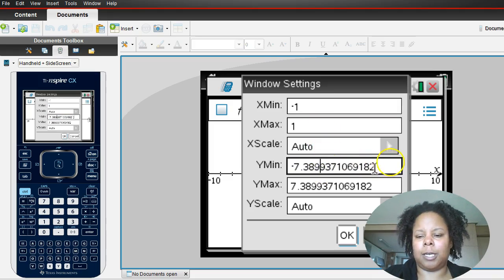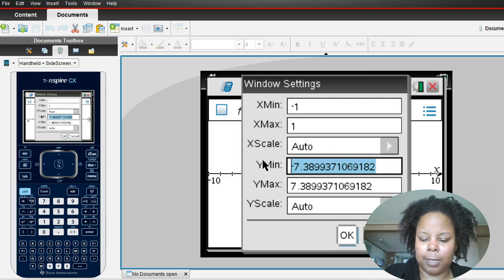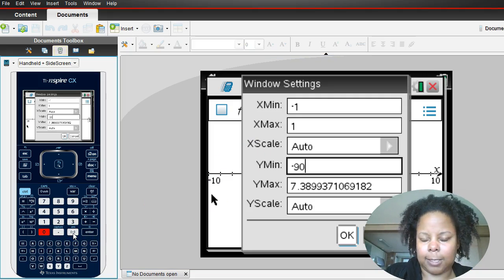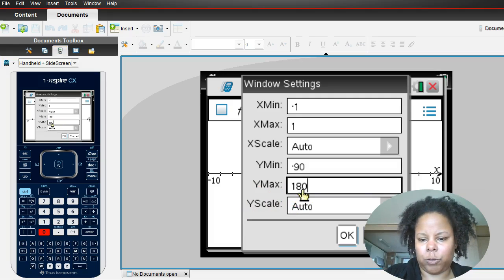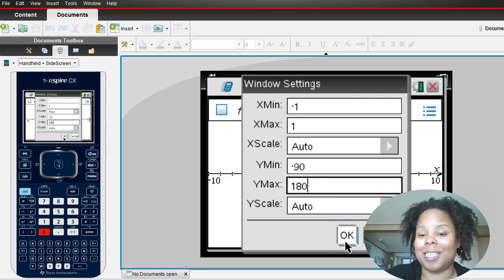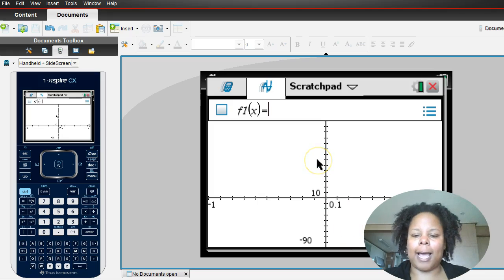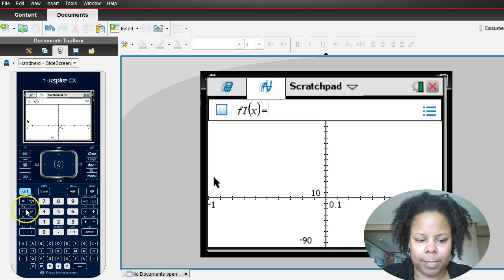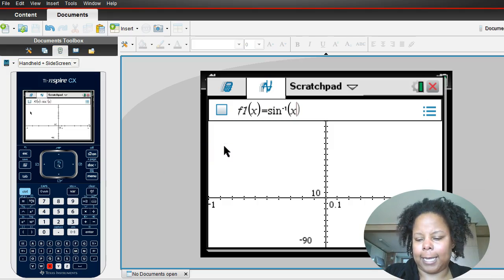And our range for the angles is from 0 to 90 degrees. I'm going to put negative 90 to positive, let's do 180. I want to show you something. I know you're saying, why are you doing that? Because I wanted to show you what it looks like outside of 0 and 90 degrees. So when I hit OK, now I have a window set, and then I can type in the sine inverse function by going to trig, hitting the sine inverse, and saying x.